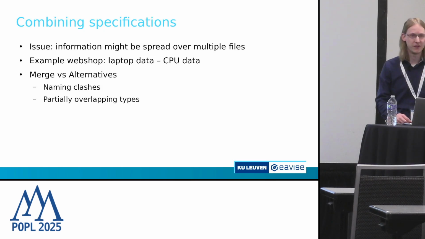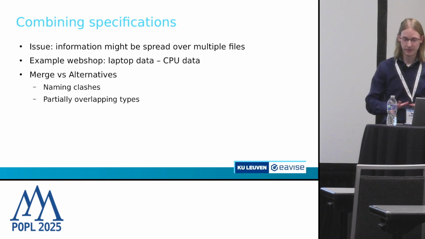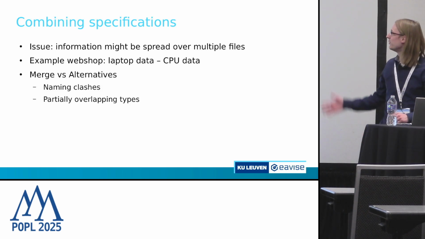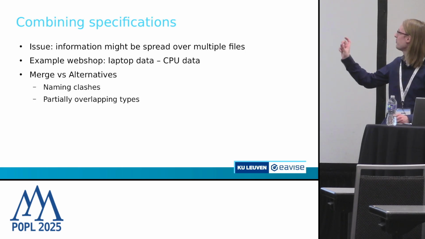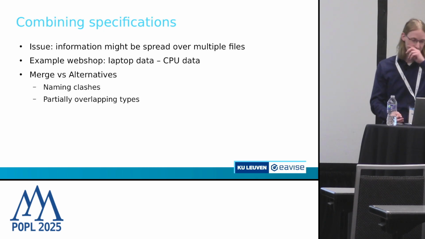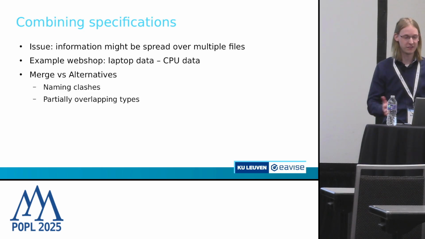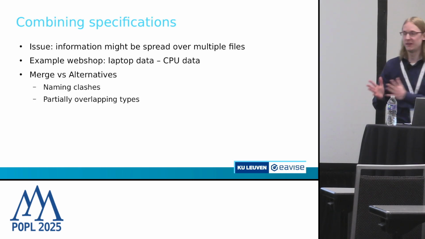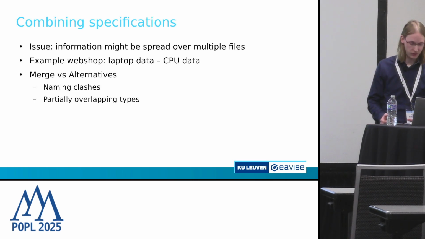And then there's a possibility of name clashes, for instance, if identical functions exist in two files. But the risk of that is rather small because the laptop data will have a laptop key column and the CPU data has a CPU. So they have different keys. So the chances of them actually having functions that deal with the same problem are rather small.